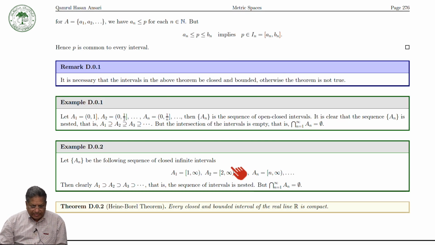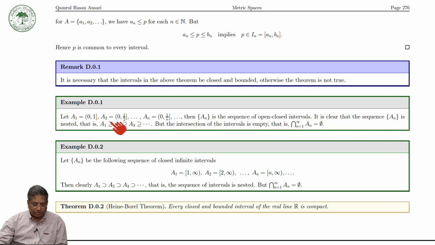Here you can see that, as I also mentioned in the finite intersection property, the closedness is very important. Also in the nested interval property, the closedness of the interval is important. So if we consider A1 = (0, 1), A2 = (0, 1/2) and so on, then An is a sequence of open intervals. It is clear that the sequence An is nested, that is A1 contains A2 and so on, but the intersection of the intervals is empty.